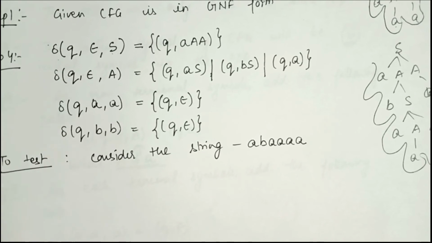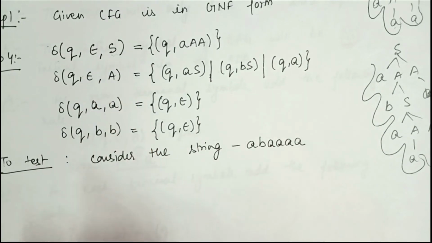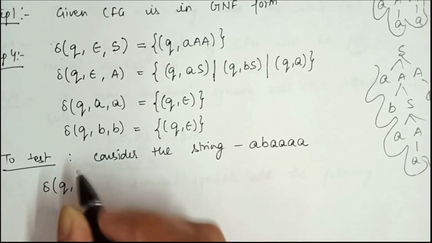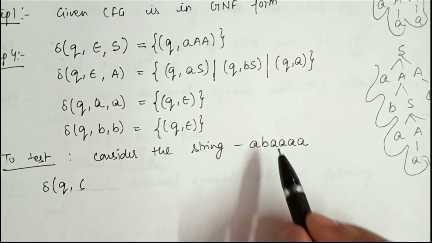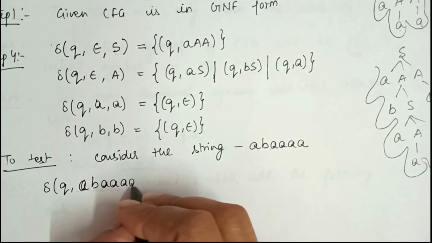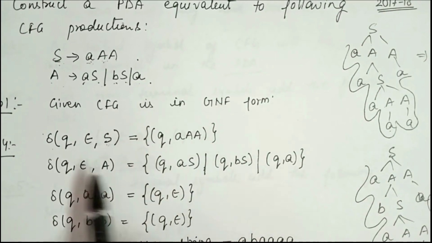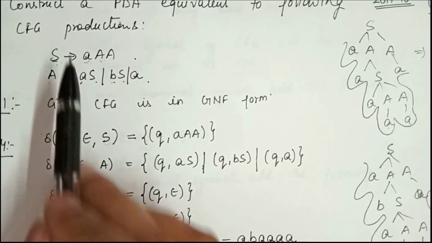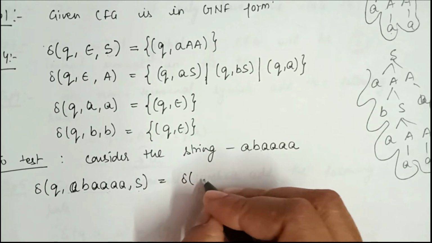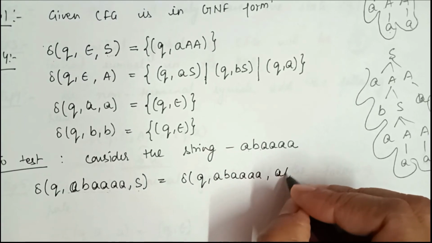So we always start with the initial symbol. So in the PDA, what is the initial symbol? The initial symbol is S. So we take it as transition of Q, comma, here we have to write the string. So what is the string? A, B and 4 times A. So A, B, A, and the starting symbol is S. Now this S, Q comma epsilon, and this S can be A. Okay, so we have to substitute the value of A here. So transition of Q comma A, B, A, and this A can be A.